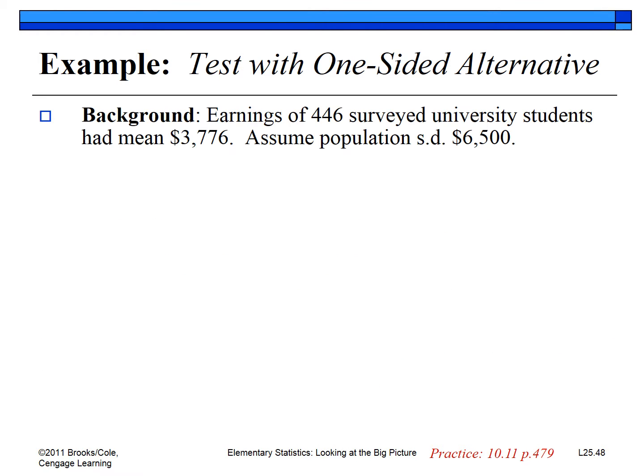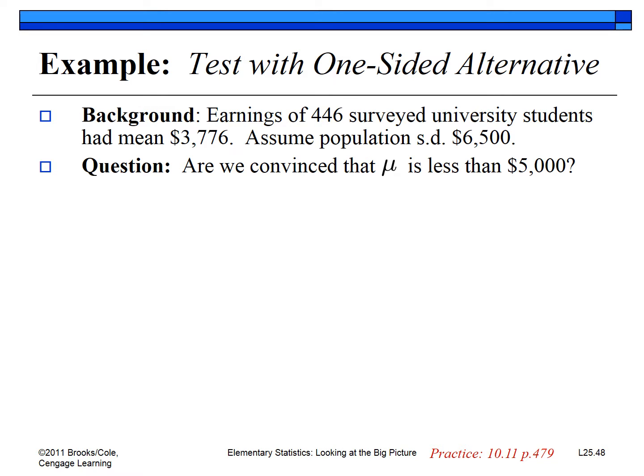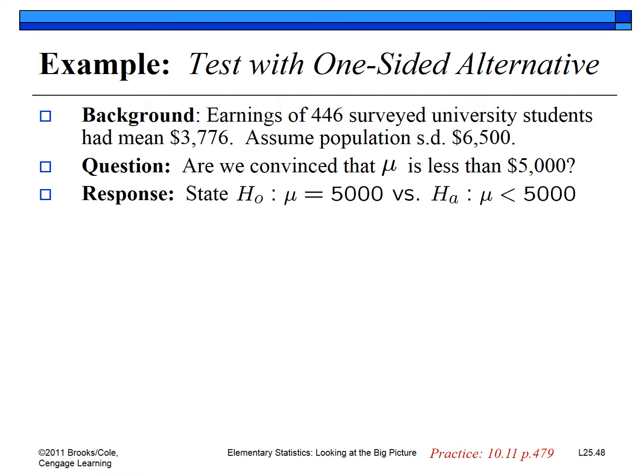But for now, let's look at our one-sided alternative. Continuing to assume that we know the population standard deviation, do we have sufficient evidence to claim that the population mean is less than $5,000? Well, let's start by stating our hypotheses. The null hypothesis would be that the mean is equal to 5,000. The alternative would be that the mean is less than 5,000. That's coming right out of the statement.